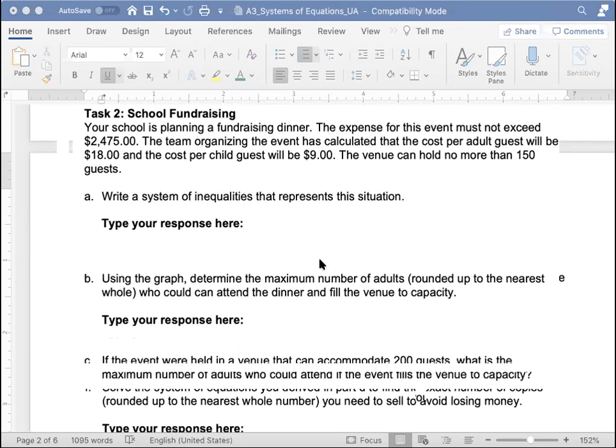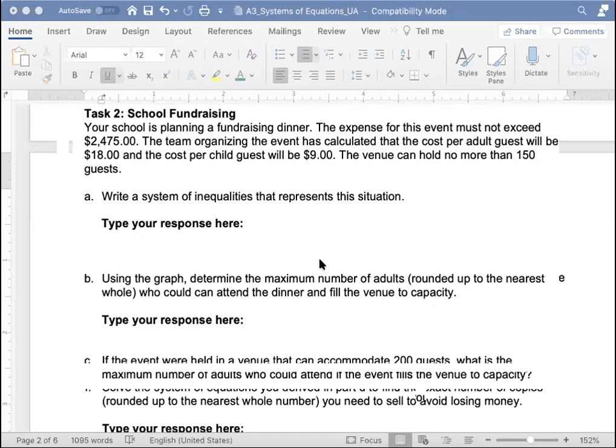Okay, so school fundraising, this is like a separate problem. Your school is planning a fundraiser dinner. The expenses for this event must not exceed or go over $2,475. The team organizing the event has calculated the cost per adult will be $18 and per child will be $9. The venue can hold no more than 150 guests. So this is a classic systems equation, and we have to write the system for part A.